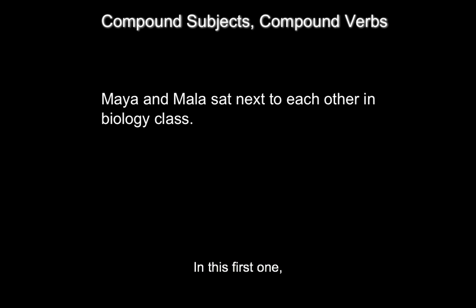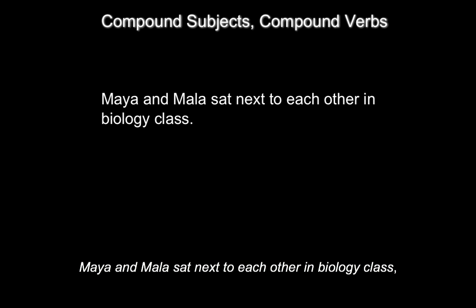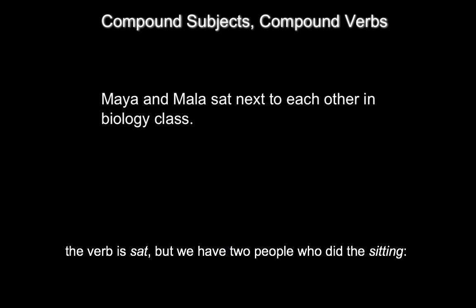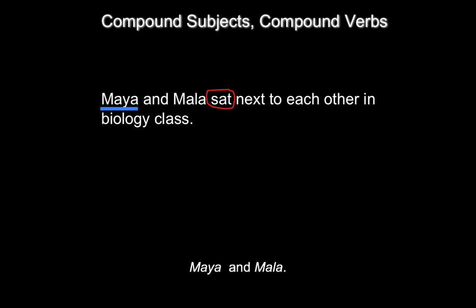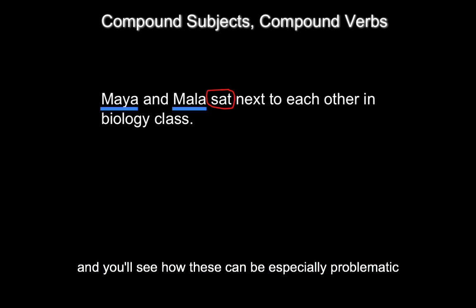In this first one, Maya and Mala sat next to each other in biology class. The verb is sat, but we have two people who did the sitting, Maya and Mala. This is what's known as a compound subject. You'll see how these can be especially problematic when you study run-on sentences and sentence fragments.